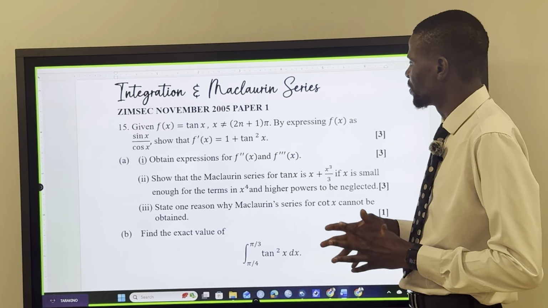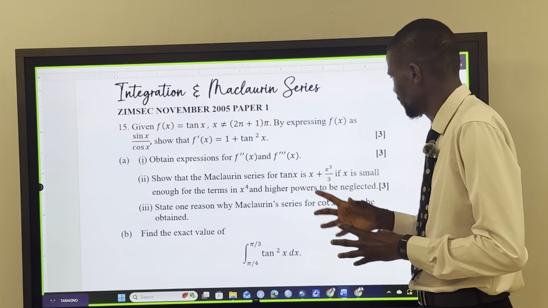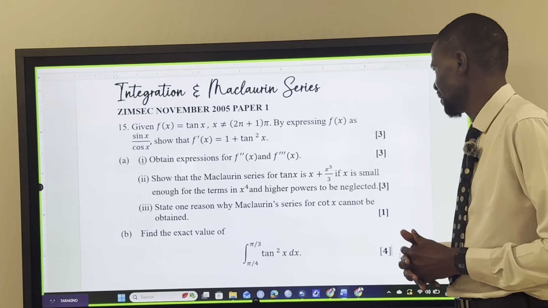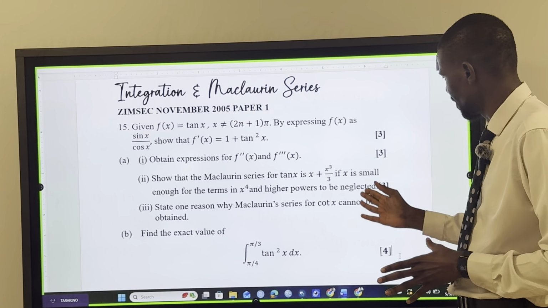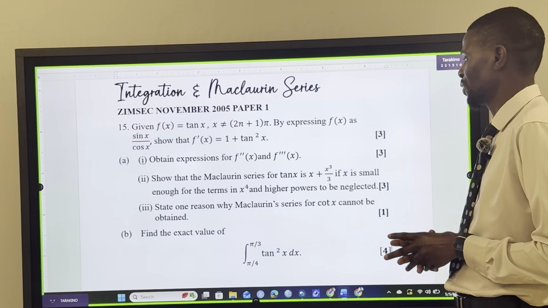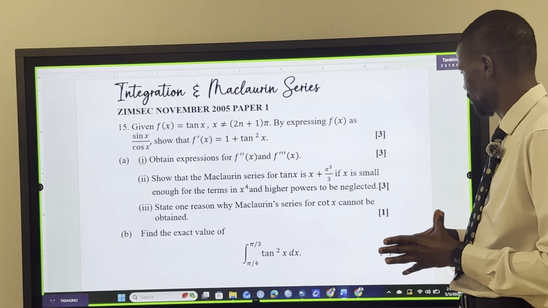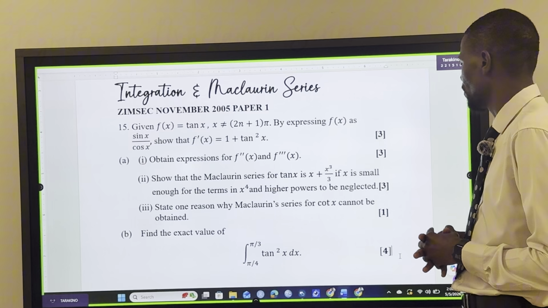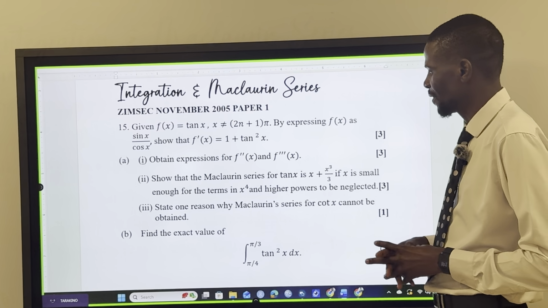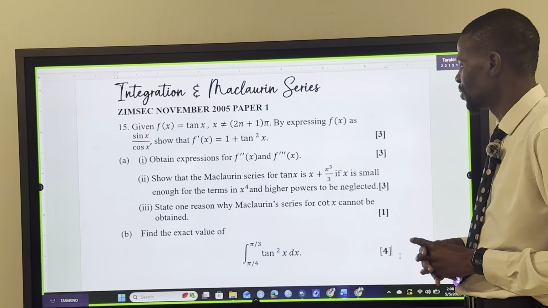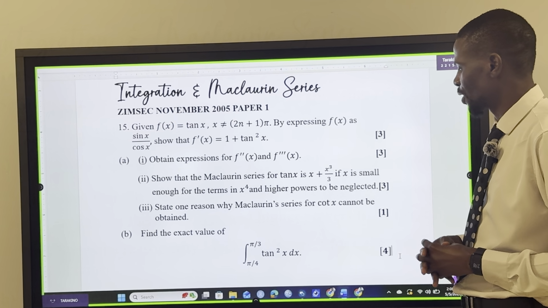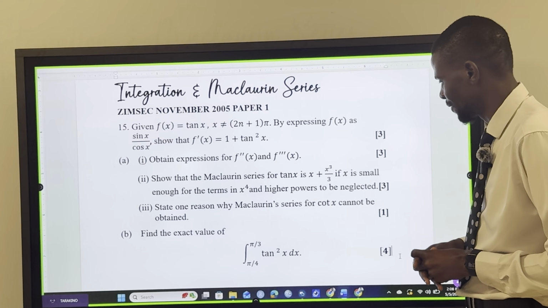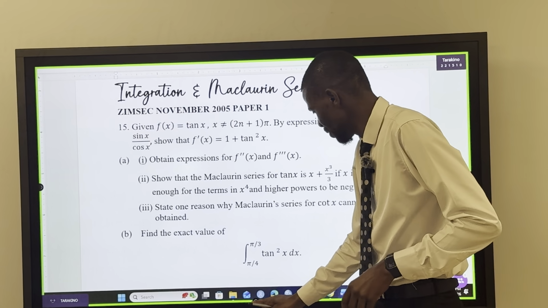Item 1, obtain expressions for the second derivative and the third derivative. 2, show that the Maclaurin series for tan x is x plus x cubed over 3 if x is small enough for the terms in x to the fourth and higher powers to be neglected. 3, state one reason why the Maclaurin series for cot x cannot be obtained. Then B, find the exact value of the integral from pi over 4 to pi over 3 of tan squared x dx. Okay guys, let's get the ball rolling.